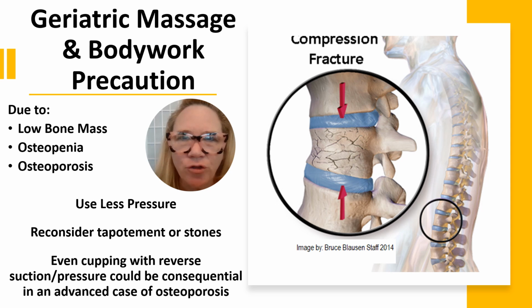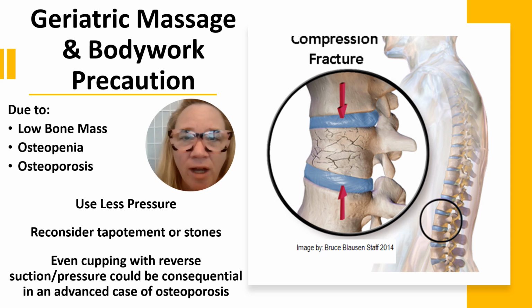So with our geriatric clients, we are going to adjust the amount of pressure that we use in their massage or bodywork due to bone mass issues. Anybody with low bone mass, osteopenia, or osteoporosis, depending on the severity of the disease, that will dictate how much pressure you can apply in your massage or bodywork service. If they simply have low bone mass without an osteopenia or osteoporosis diagnosis, then you can probably use a little bit more pressure than with somebody who has advanced osteoporosis.